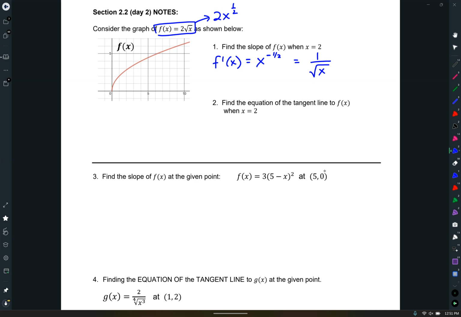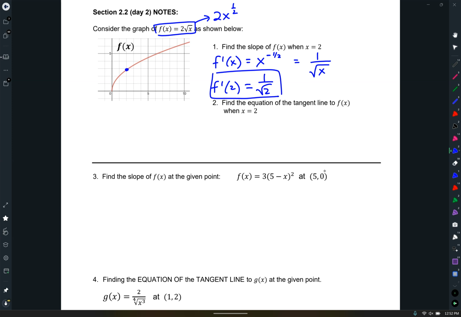Okay, but the question didn't say to find f prime of x. The question said to basically find f prime of 2. So let's use good notation. So f prime of 2 then means plug 2 into your derivative function. So it's going to be 1 over square root of 2. No need to simplify or rationalize. That's the slope.